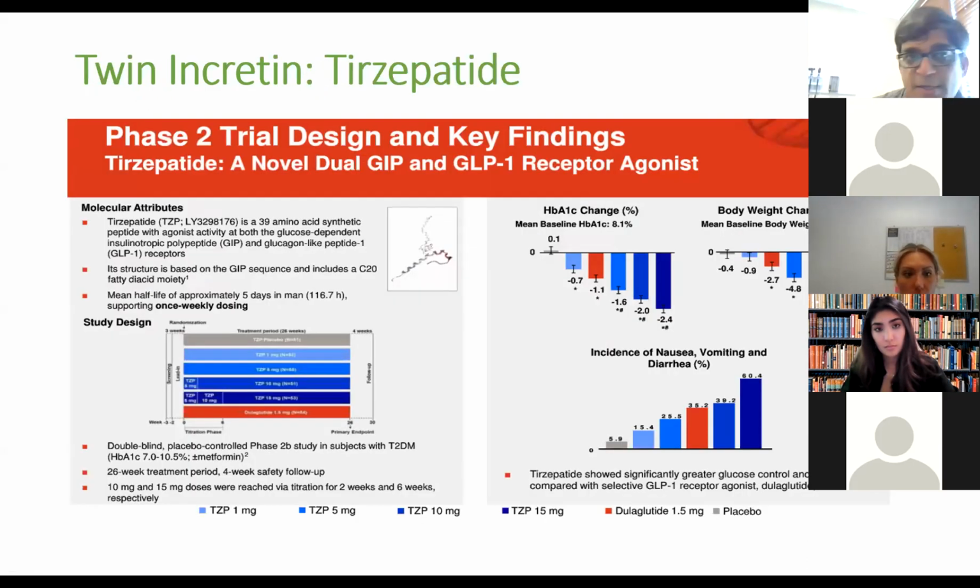And this is the last slide. There is another medication that will be available, I think, end of the year. This is a twin incretin. So there are two incretins mixed in this.